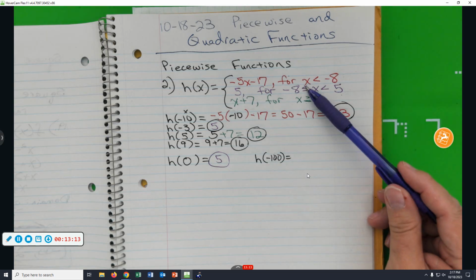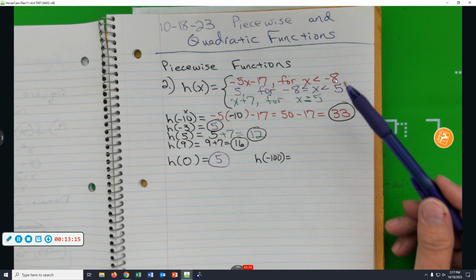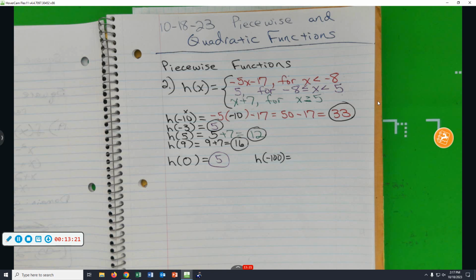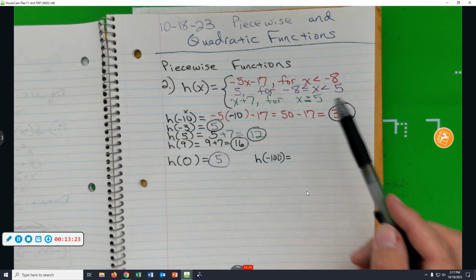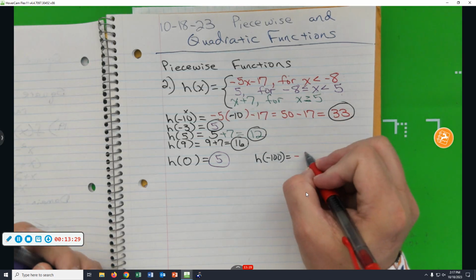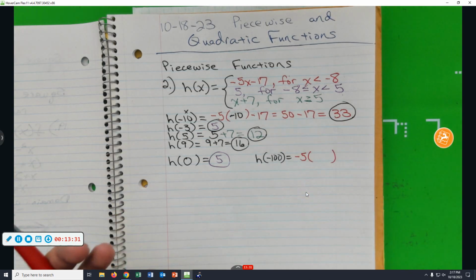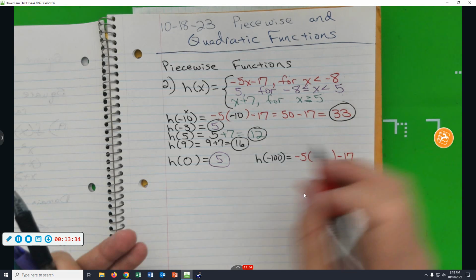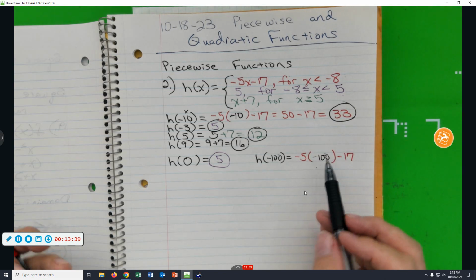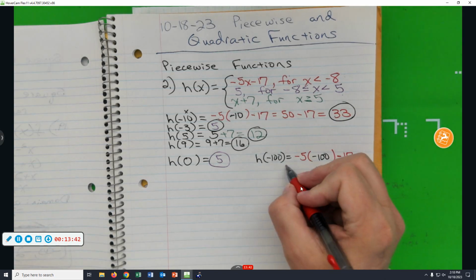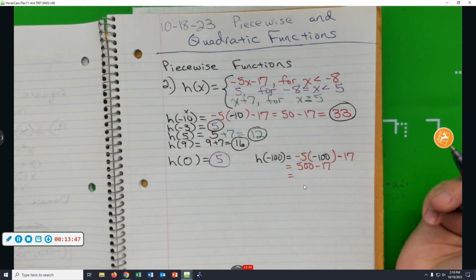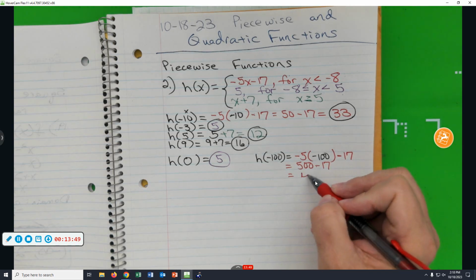Is -100 smaller than -8? Is it between -8 and +5? Or is it bigger than +5? It's smaller than -8, so we plug it into the red piece. That's a -5 times a -100 minus 17. -5 times a -100 is +500 minus 17. Is that a 483?